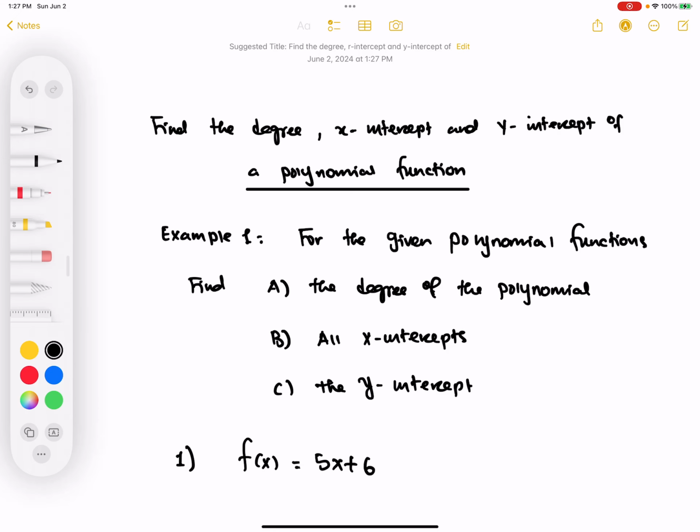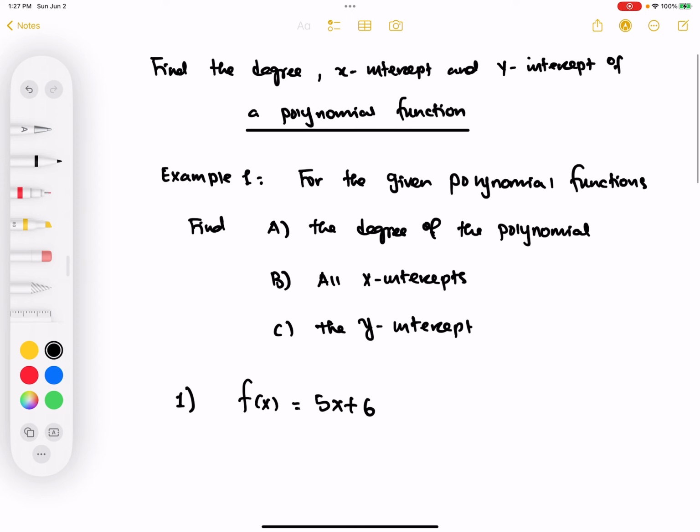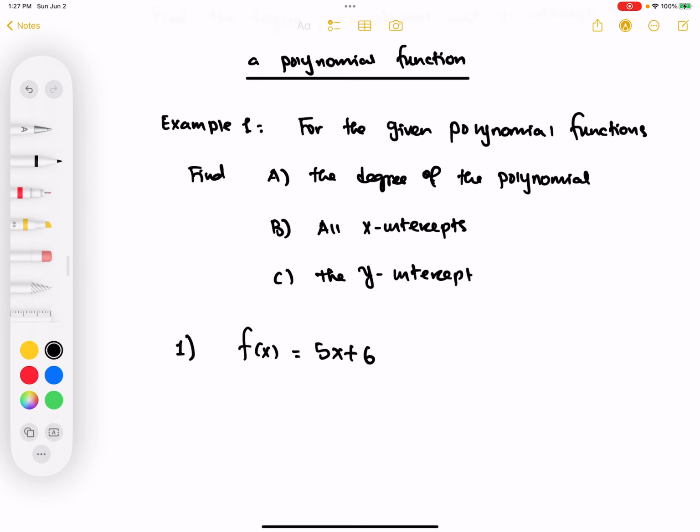Alright, in this video we'll discuss how to find the degree, the x-intercept and y-intercept of a given polynomial function. Let's start with an example. For the given polynomial functions, find the degree of the polynomial, all x-intercepts and the y-intercept.